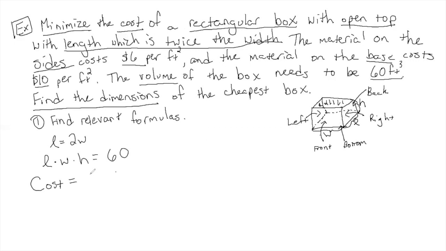Okay, so let's find the cost of the front. This is cost of front plus cost of right plus cost of left plus cost of back plus cost of bottom. And let's build these up one at a time. All right, so front is going to correspond to width, W, times H, height, right?